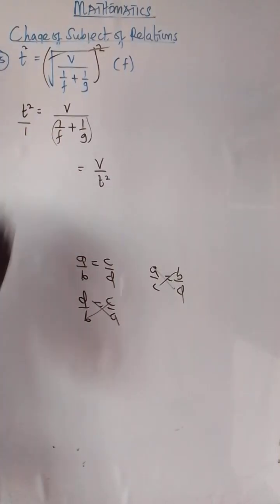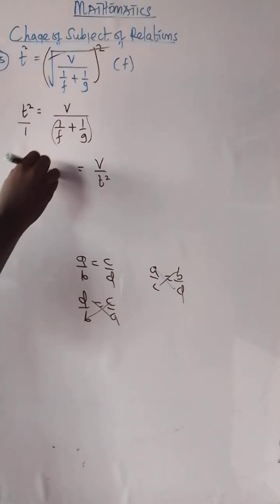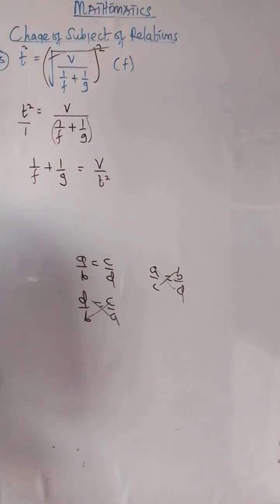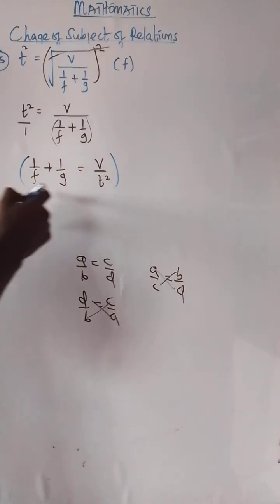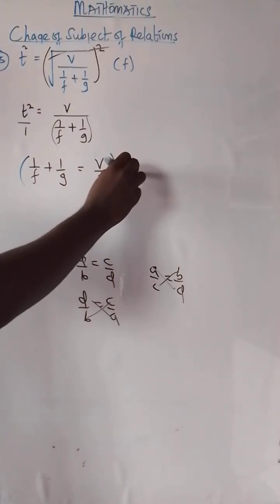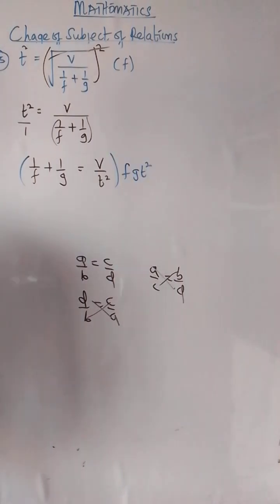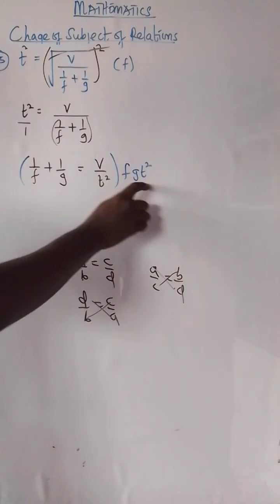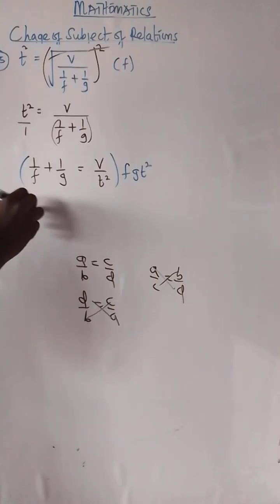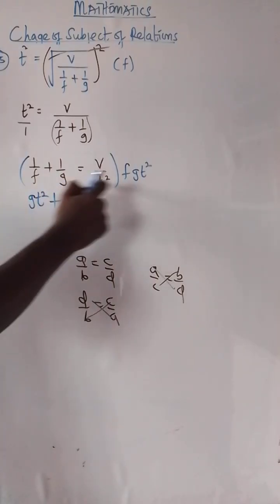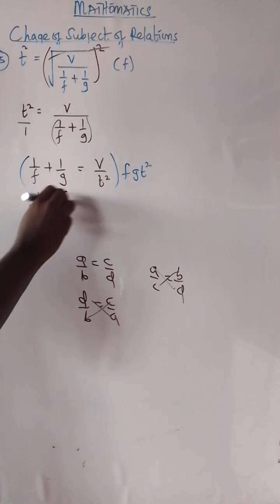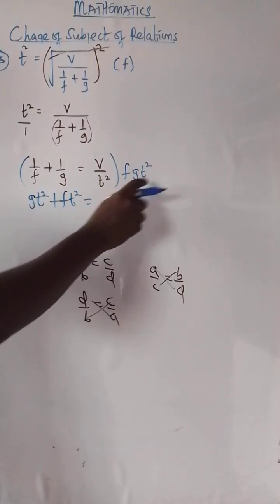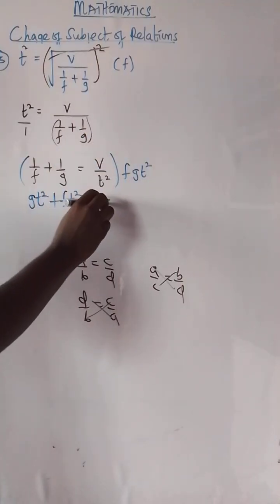So I can just write this one as 1 over f plus 1 over g. What's our aim? To get f right. So you can either multiply through by the LCM or, yeah, I think that's faster. Let's just multiply by the LCM. What's the LCM? fgt squared. So what happens here? f cancels f, so we have gt squared multiplied by 1, that's gt squared. Plus g cancels g, we have ft squared times 1, that's ft squared. Equals to t squared cancels t squared, we have fg times v, that's fgv.